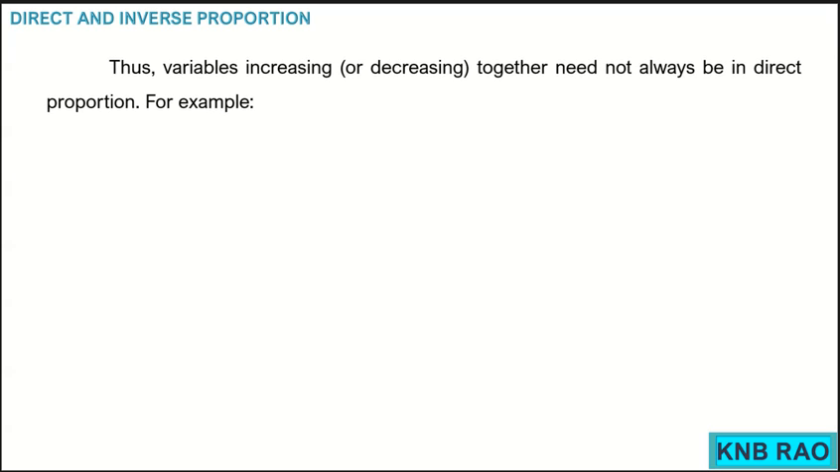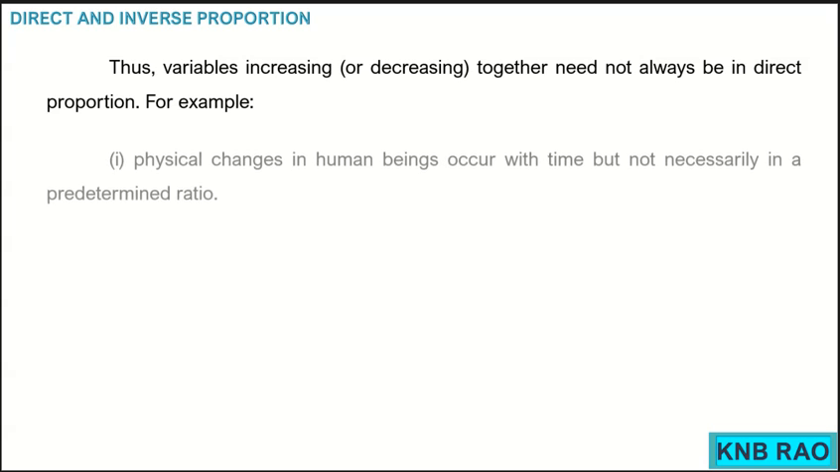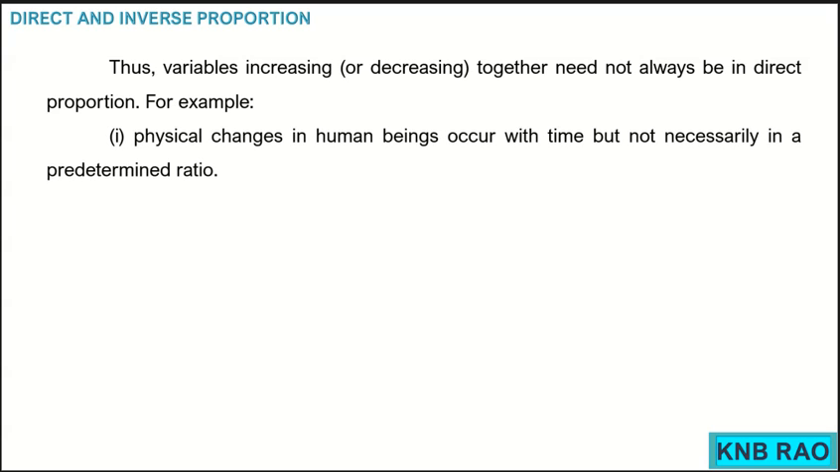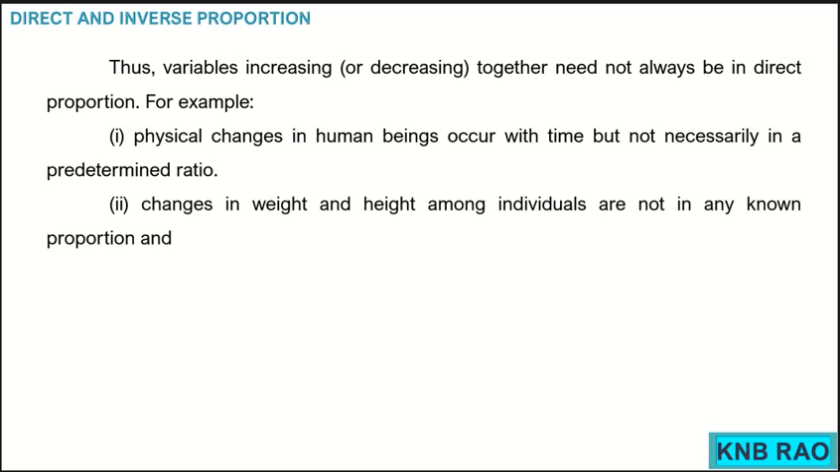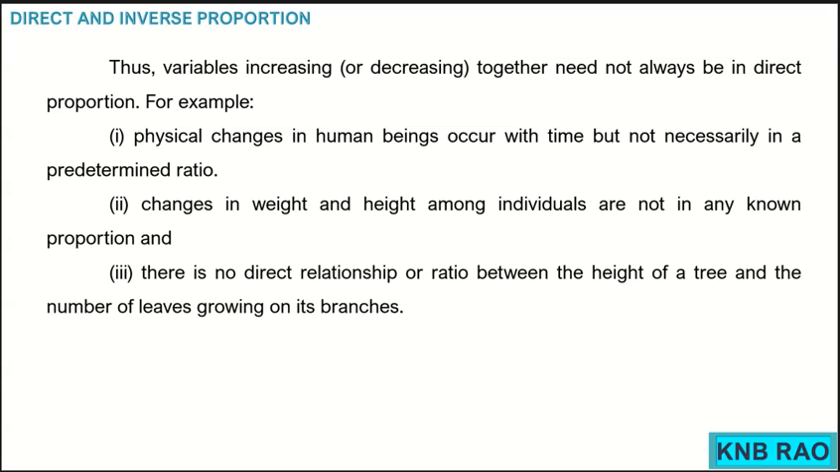Children, here we conclude that variables increasing or decreasing together need not always be directly proportional. For example, physical changes in human beings occur with time but not necessarily in a predetermined ratio. Changes in weight and height among individuals are not in any known proportion. There is no direct relationship or ratio between the height of a tree and the number of leaves growing on its branches. So they are not directly proportional. Think of some more examples similarly.